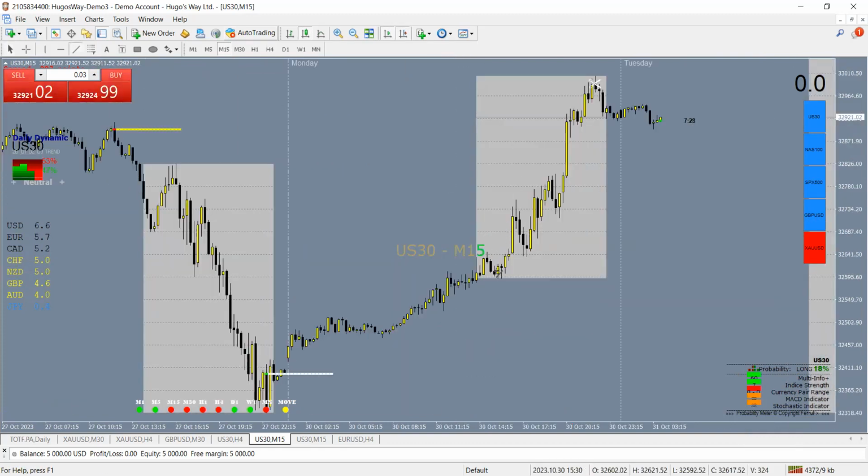Watch. The bank takes liquidity, creates liquidity. Just say it to yourself when you're trading. Takes liquidity, creates liquidity. Look, take, create. Where do you want to enter?